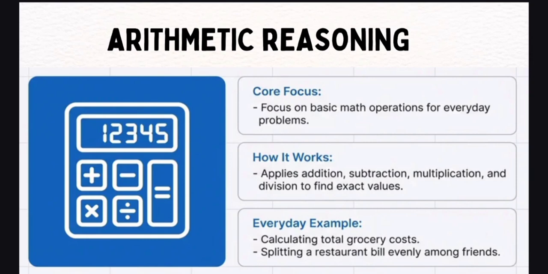This type of reasoning focuses on basic math operations for everyday problems. It applies addition, subtraction, multiplication and division to find exact values. For example, calculating total grocery costs, then splitting a restaurant bill evenly among friends. So this is arithmetic reasoning. Here the focus is on basic math operations.